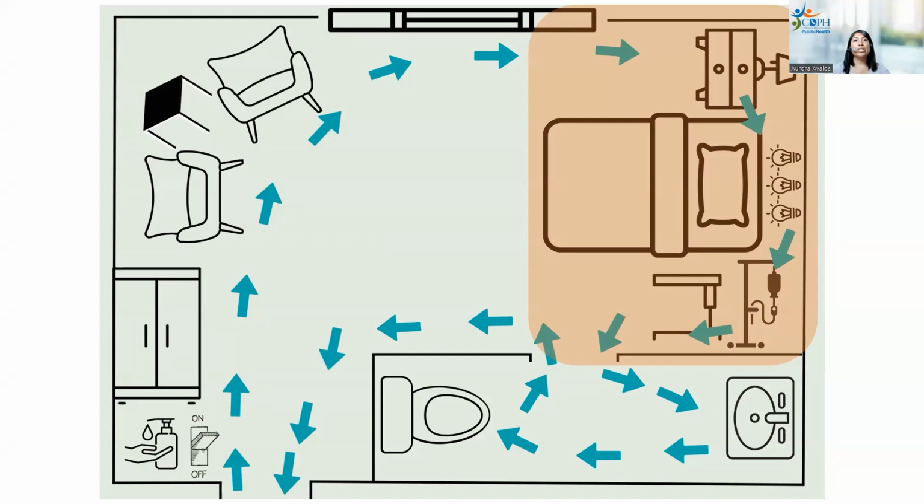Here you will start with items like the overhead lights, nightstand, and overbed table. Remember, we want to move from top to bottom and then move to the IV pole if they have one, or a call button or TV remote, and then the bed frame, which is in direct contact with the resident.